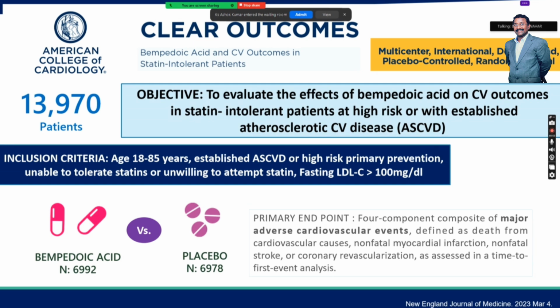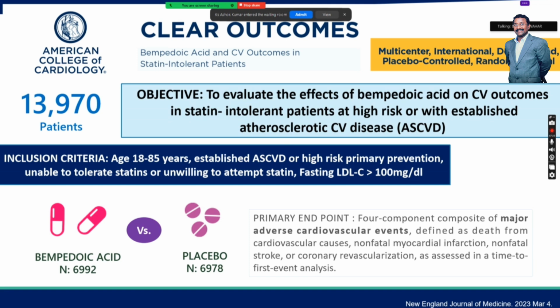This is a multi-center, international, double-blind, placebo-controlled randomized trial, with about 13,000, near 14,000 patients. The objective is to evaluate the effect of bempedoic acid on CV outcomes in statin intolerant patients at high risk or with established atherosclerotic cardiovascular disease. So we see some population here: they have established atherosclerotic cardiovascular disease or are high risk individuals.